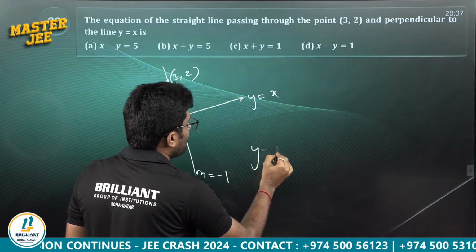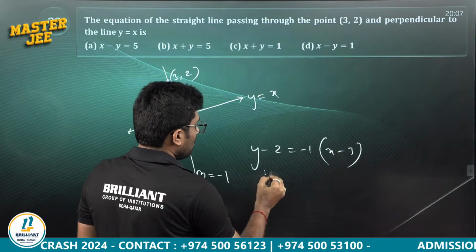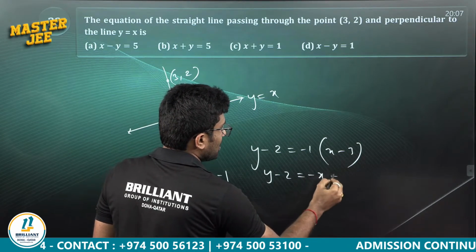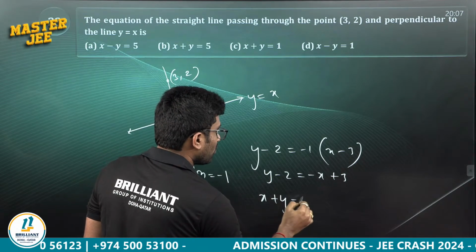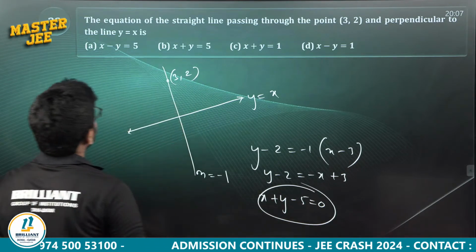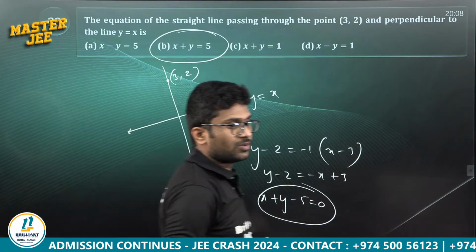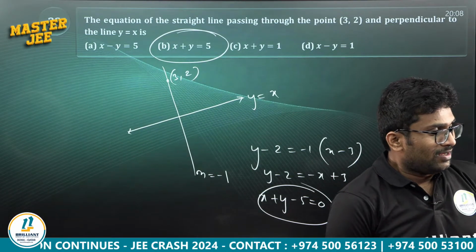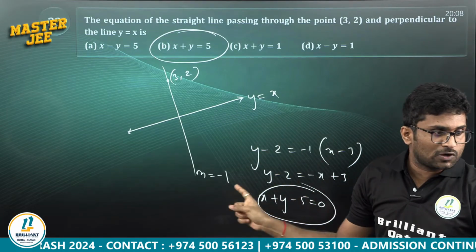Just by using y minus y1 is equal to minus 1 of (x minus 3), then y minus 2 is equal to minus x plus 3. Everything to the left hand side, then x plus y minus 5 is equal to 0. Option B. Friends, simple one. From the perpendicular line we have taken the slope.